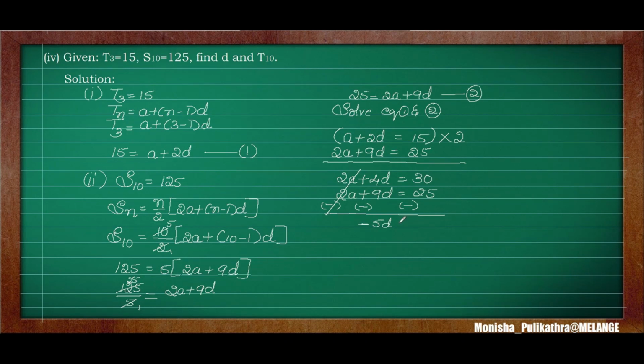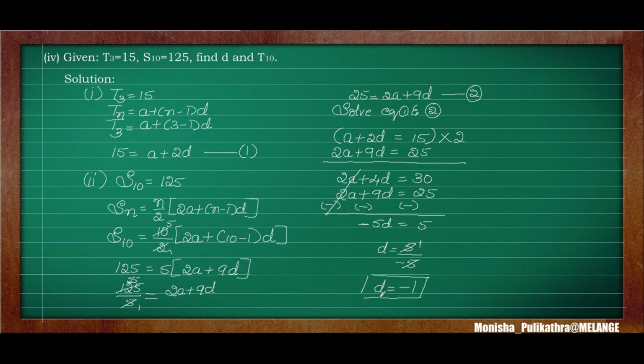So retain that negative sign. Next one is 30 minus 25 is 5. The larger number is 30. It has a positive sign, so let it be plus itself. Okay. Next, d is equal to 5 divided by minus 5. So 5 ones are 5. Since the minus sign is there, we have to retain it. So common difference d is equal to minus 1.